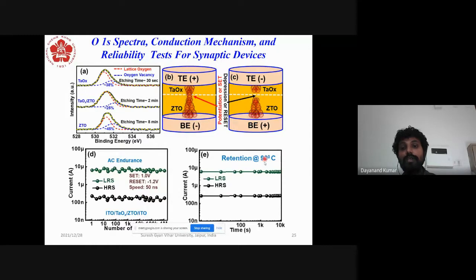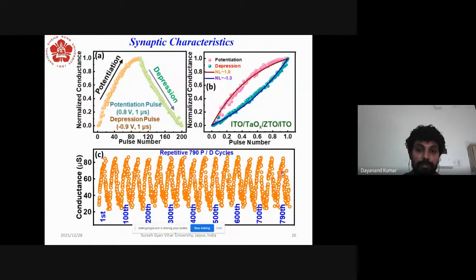Retention at 90 degrees Celsius, because our device is fully transparent: at 90 degrees Celsius, both states are highly stable up to 10 to the power 4, or 10,000 seconds. And it can go up to 10 years also, because up to here there is no degradation. So it can go up to 10 years also.